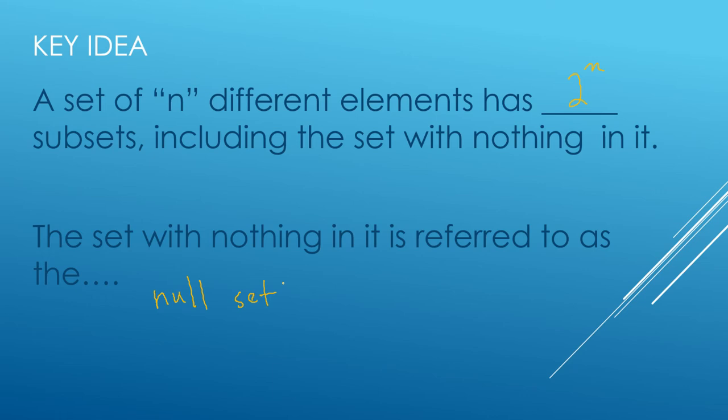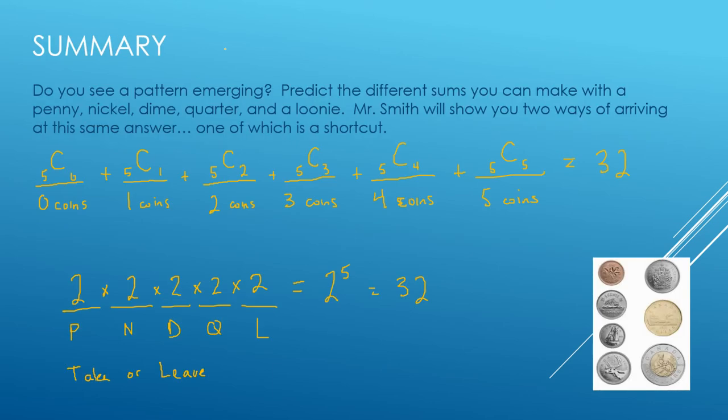So this idea of subsets is just making smaller sets, and it includes taking none of them, the null set, and taking all of them. You can see, like in the last question, the null set was like taking no coins. And you can verify for yourself, 5 choose 0 is equal to 1. And then the last case we choose all 5 coins, that was the full set. And technically that does count as a subset.